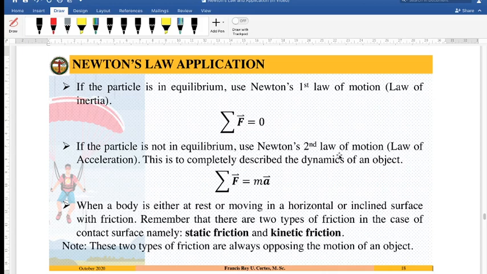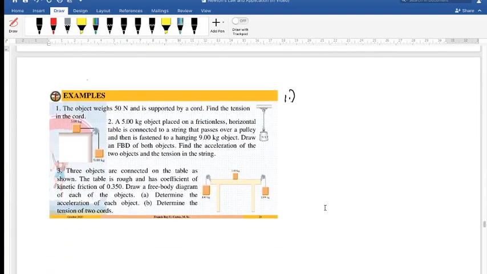But if your object is at rest or moving on a horizontal or inclined surface with friction, you have to take note kung unsa ba siya nga friction. Is it static or is it kinetic? Okay? So you already knew that one, the difference between static and kinetic. However, may mga problems nga ibutang dito the coefficient of static, the coefficient of kinetic. So you know beforehand, before going to the equation, nga static or kinetic ba ang type of friction on the system. Okay? So let's apply those three rules in solving the dynamics of an object.